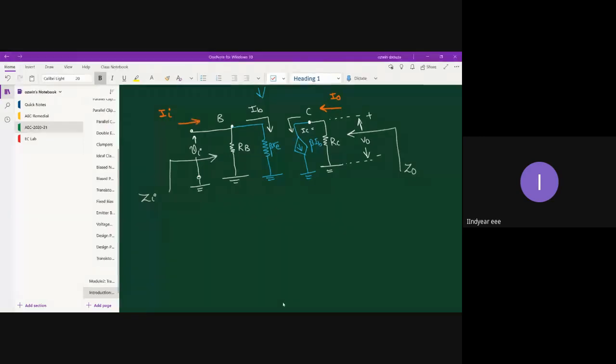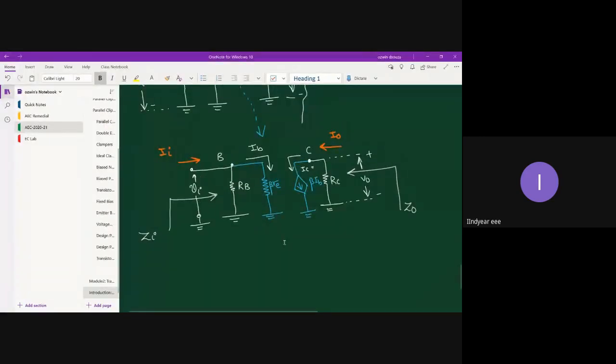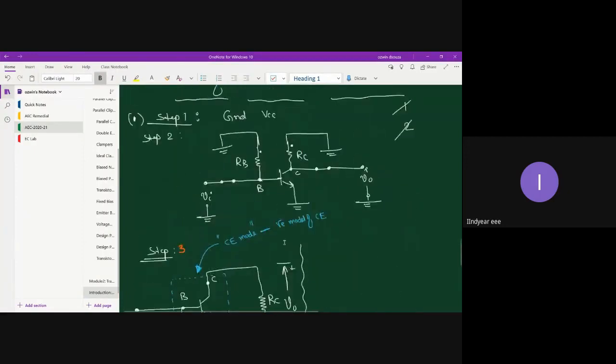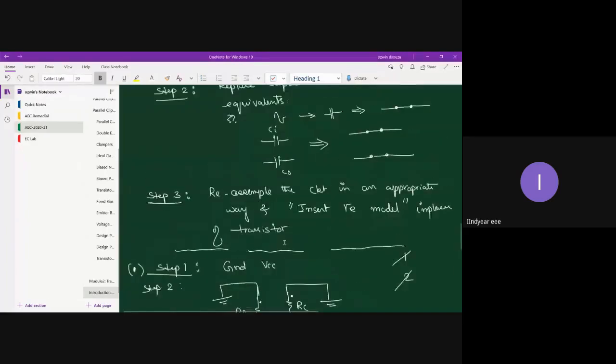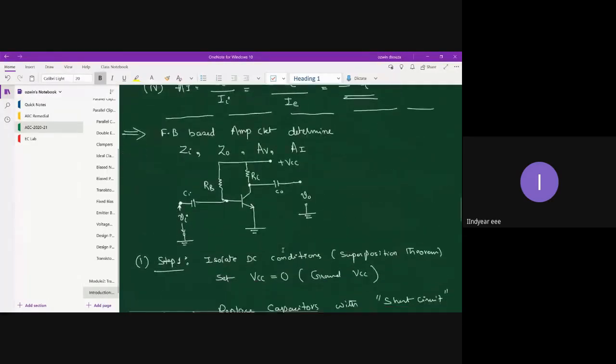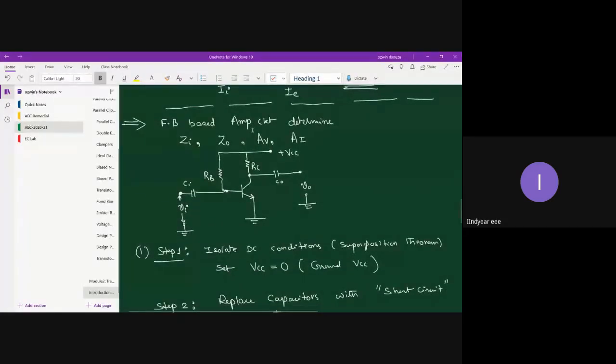Fine. So in the previous class, I stopped somewhere over here, right? So we started with the analysis of a fixed bias circuit based amplifier. The capacitors were given because it is an amplifier circuit. In case of an amplifier circuit, you will have the capacitors.